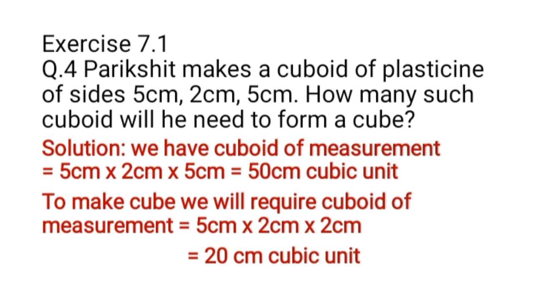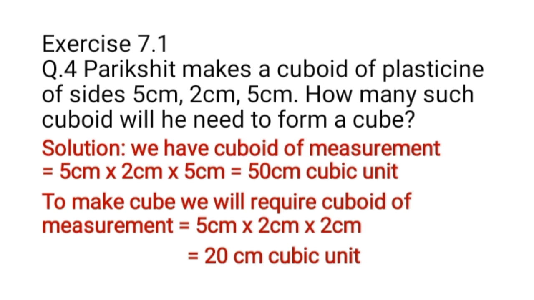We have a cuboid of measurement 5 cm, 2 cm, 5 cm. To make a cube, we will require a cuboid of measurement 5 cm into 2 cm into 2 cm. Now see, students, from where I got this 5, 2 and 2. See, we all know in a cube we require any number 3 times. So 2 times already I have, right? So I wrote 1 time. 2 centimeter I have 1 time, so I wrote 2 times. So see, 5 into 2 into 2, that is 20 centimeter cubic unit.